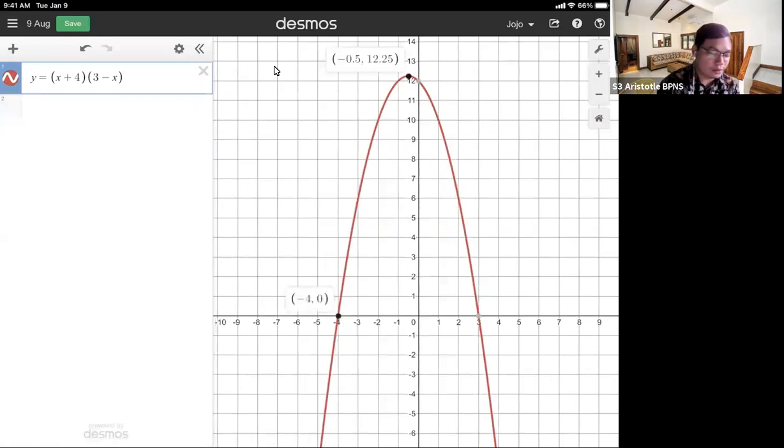And look at your x-intercepts. They're at negative 4 and positive 3, right? And then look at your y-intercept. Your y-intercept is at 0, 12, or simply 12. So our coordinates are correct.